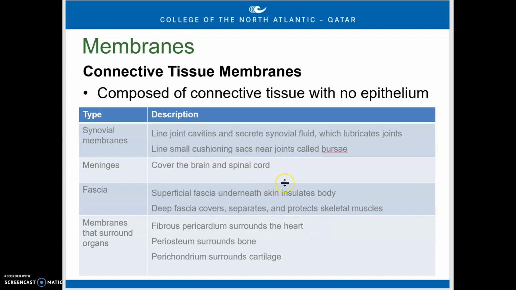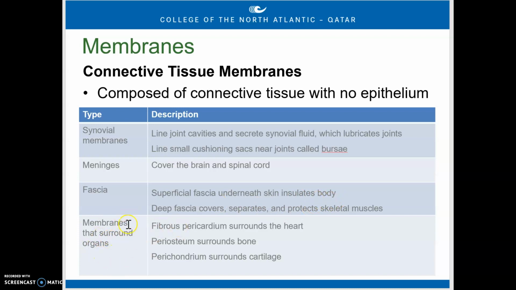The meninges, they're a very special type of membrane, and these cover just the central nervous system, the brain and the spinal cord. The next membrane is the fascia, and we can have superficial fascia, and we find that that's just underneath the skin, and that's going to help insulate our body. And then we can also have deep fascia, and that's going to cover, and it's going to separate. So if you get 2 muscles that are close together, this membrane will be what separates 2 different types of muscles. So they'll cover the muscles, and they help protect the skeletal muscles.